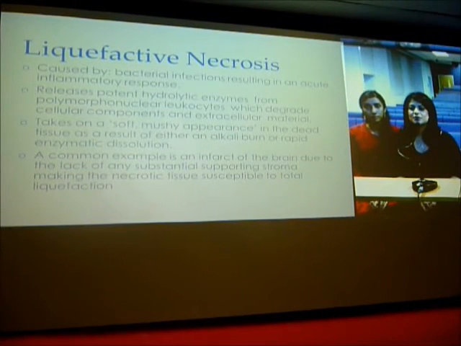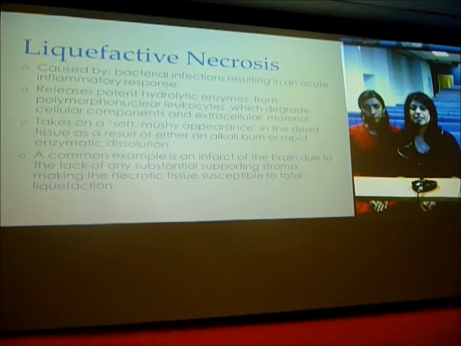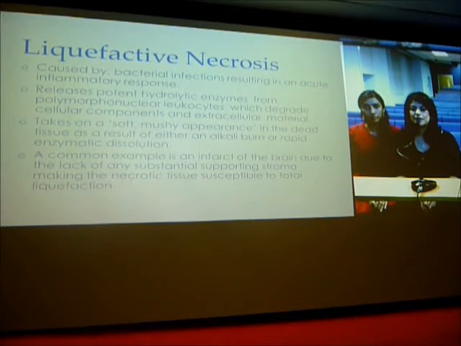Liquefactive necrosis is caused by bacterial and fungal infections, e.g. in part of the brain due to the lack of any substantial supporting stroma. The acute inflammatory reaction releases potent hydrolytic enzymes which produce a proteinaceous soup.